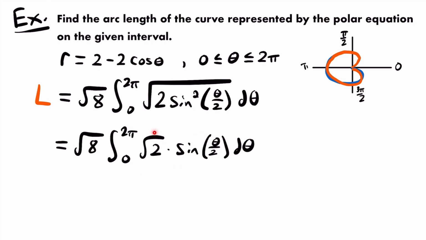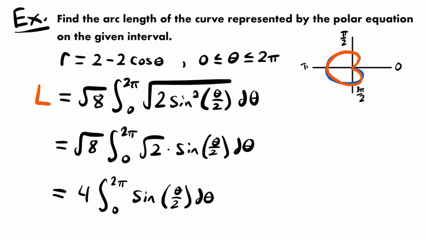Okay, but now to simplify this further, we can pull the square root of 2 out to the front and multiply that by the square root of 8. And so this will be equal to the square root of 8 times 2. But 8 times 2 is 16. So we have the square root of 16, which we know to be 4. So I'm just going to erase that. And we'll have 4 times the integral from 0 to 2 pi of sine of theta divided by 2 d theta.